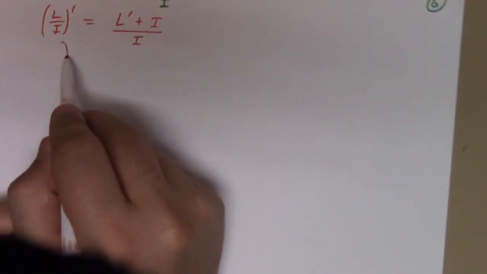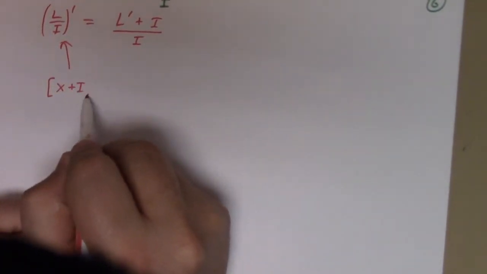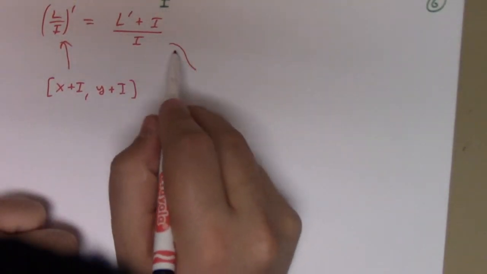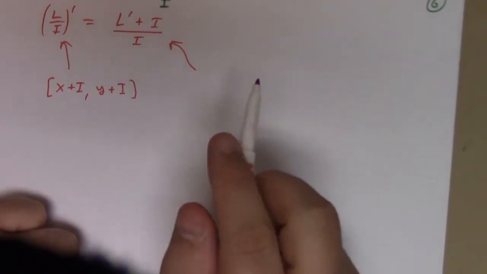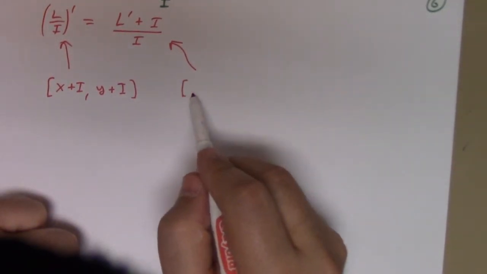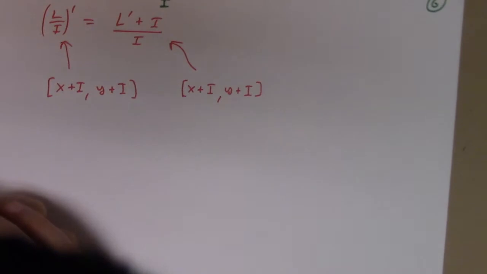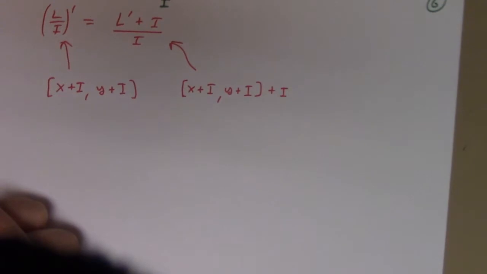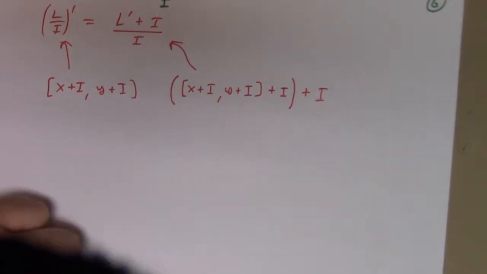So in here we have things like brackets of x plus I with y plus I, right? In here I have things like the bracket of x plus I comma y plus I. That's a typical thing in L' plus I.